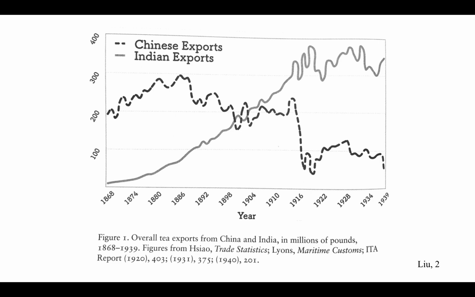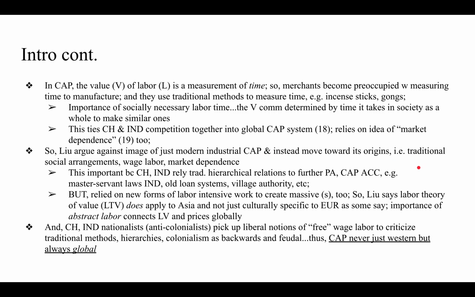And I just want to show a graph here, taken directly from the book on page 2, where he shows tea exports in both places. The dotted line here is China, and the solid line is Indian tea exports. And you can see how their rise and fall basically mirror each other as inverses. And so right around 1900, there's this shift that takes place. Okay, so this is important, and we'll keep coming back to this.